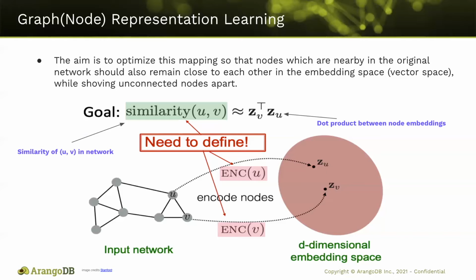So the two key components here are, number one, the encoder, which maps a node to a low-dimensional vector. And the second one is the similarity function, which defines how the relationships in the input network map to relationships in the embedding space. Here the similarity function could be, for example, cosine or Euclidean distance, depending upon one's choice.